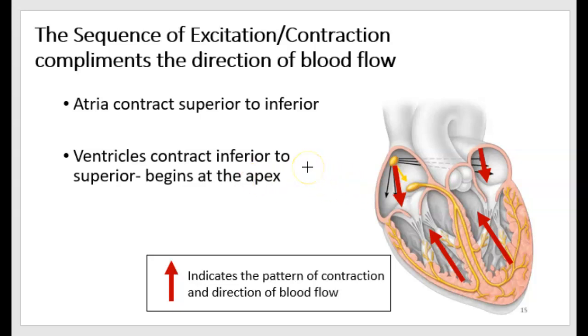So we've already looked at the pattern of blood flow through the heart chambers. And we know that blood flows from the right atrium into the right ventricle and from the left atrium to the left ventricle. That is in a superior to inferior direction. Well, that's exactly the direction of excitation. It starts superiorly and moves inferiorly. So that's how the muscle is going to contract, and that will force the blood top to bottom through the AV valve and into the ventricles.